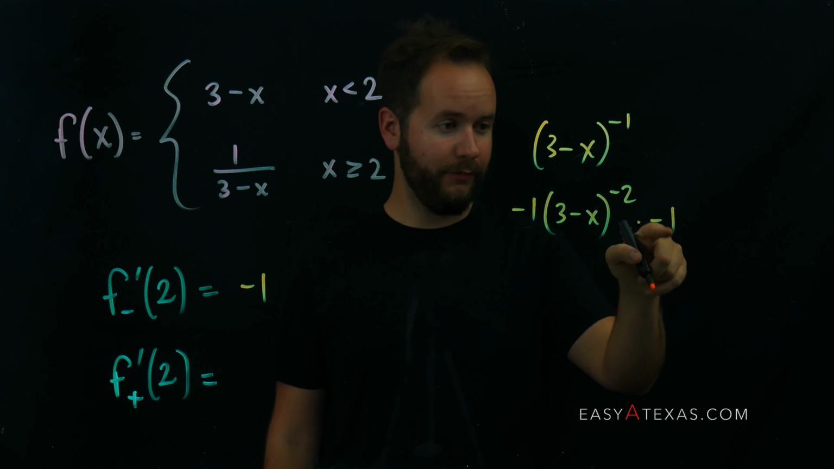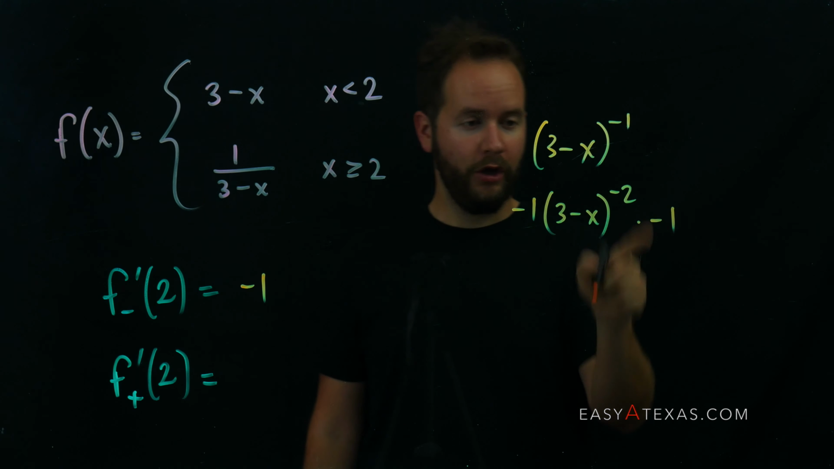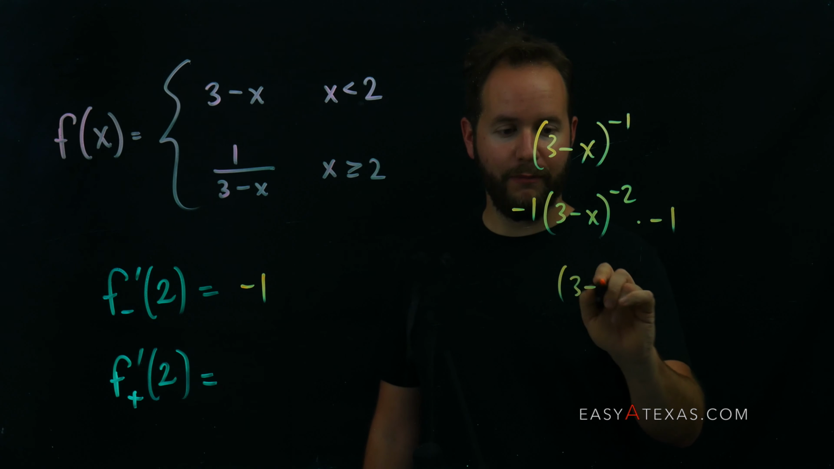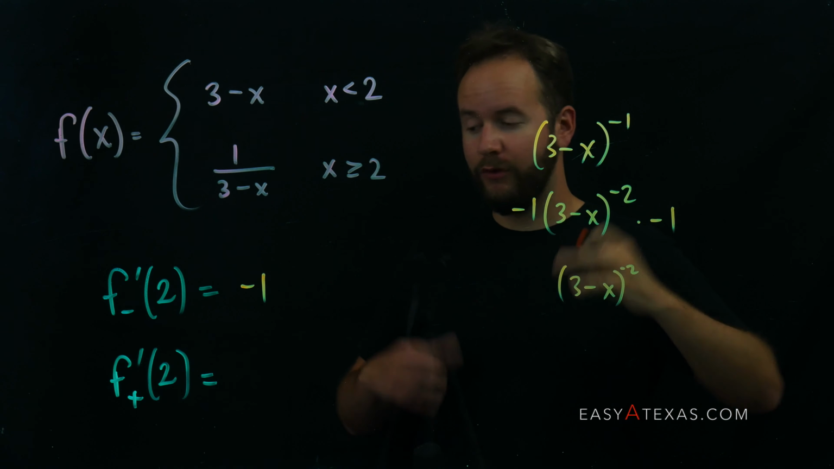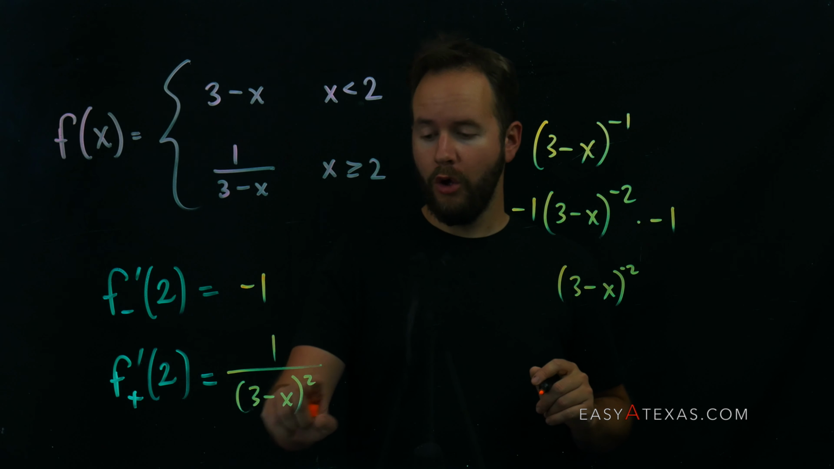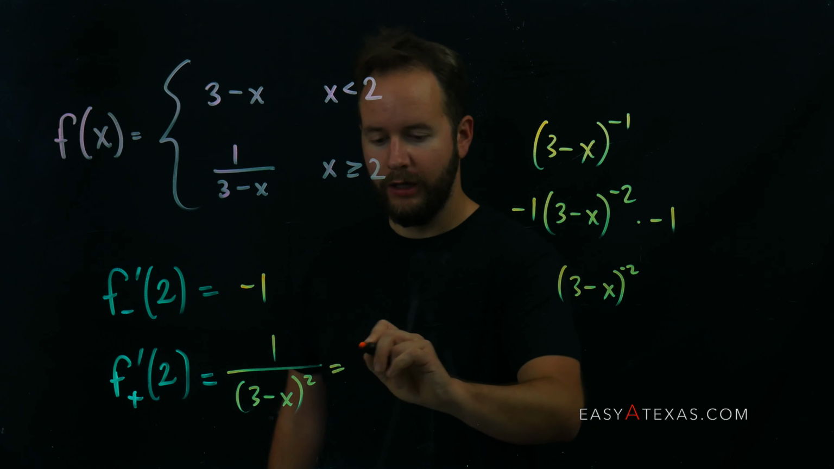That actually cleans this up. Negative 1 times negative 1 is positive 1. So this derivative ends up being just 3 minus x to the negative 2. And 3 minus x to the negative 2 is another way to rewrite 1 over 3 minus x squared. Now we're going to plug in x equals 2. 3 minus 2 is 1. 1 squared is 1. 1 divided by 1 is 1.